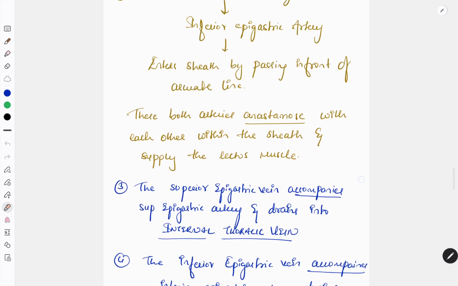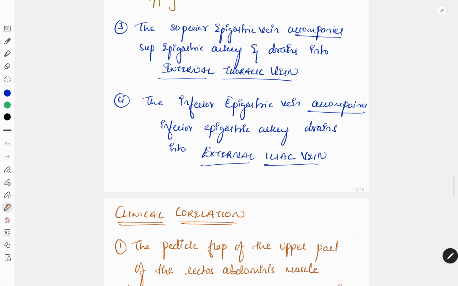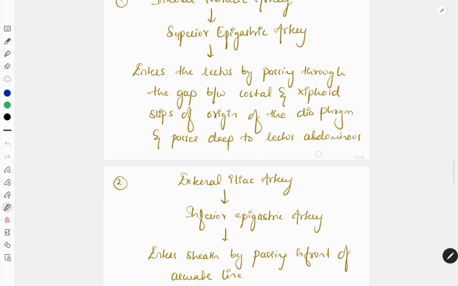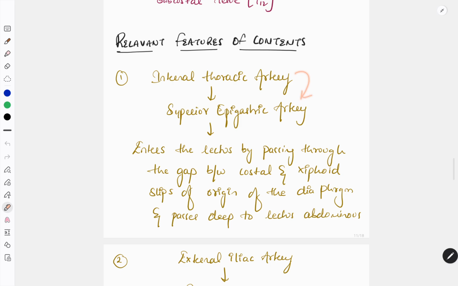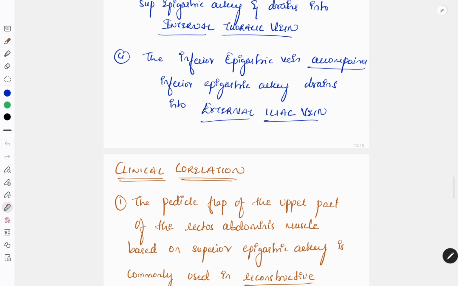vein. So it's the same. See, the external iliac artery's branch is the inferior epigastric artery. Similarly, your inferior epigastric vein will drain into the external iliac vein. Just change everything into vein. The superior epigastric artery is a branch of the internal thoracic artery. Similarly, this superior epigastric vein will drain into your internal thoracic vein. So you can remember it very easily.